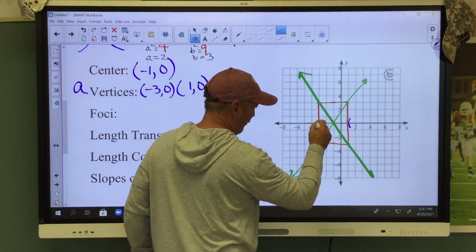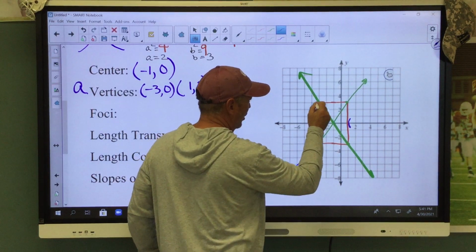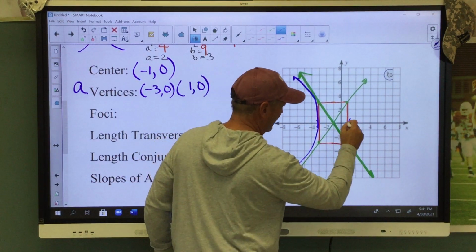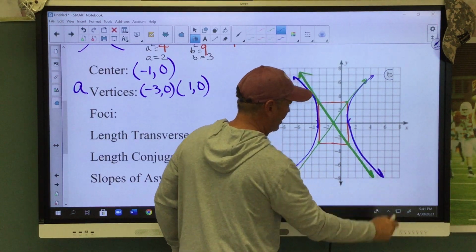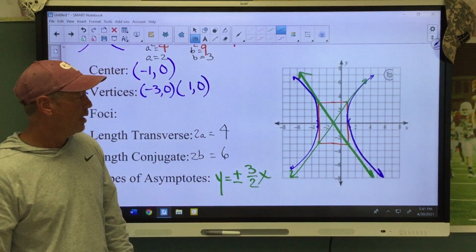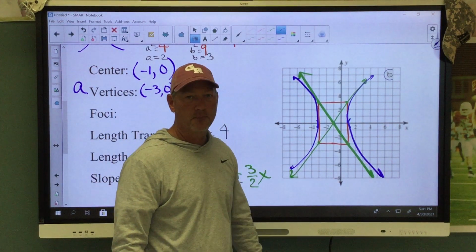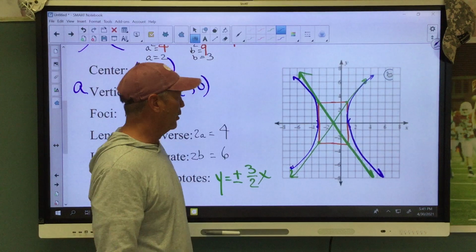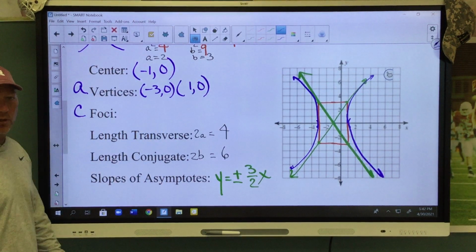Okay? So we're going to finish out. We're going to go from our vertex. We're going to go along the asymptote. Doesn't have to be too pretty. But inside this curve is the foci. How do we get there? We need our c value. Our c value will get us to our foci.